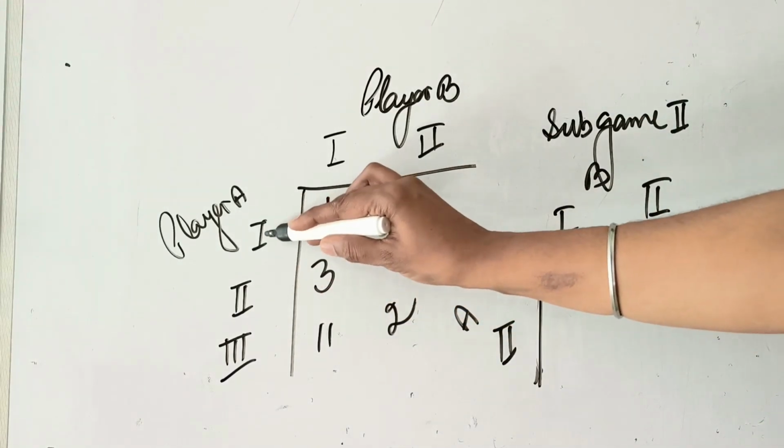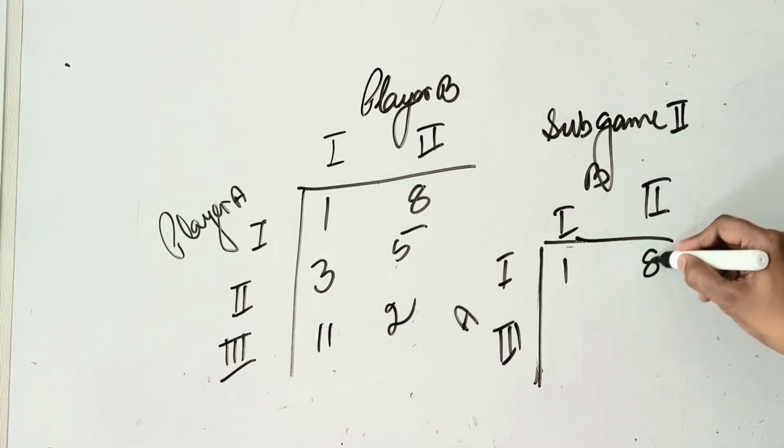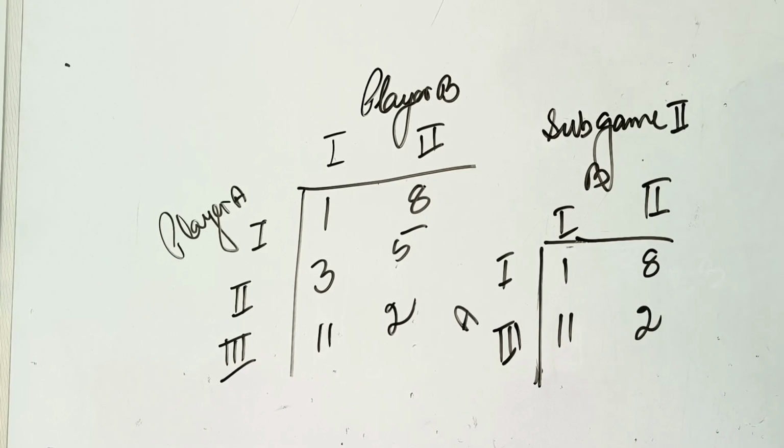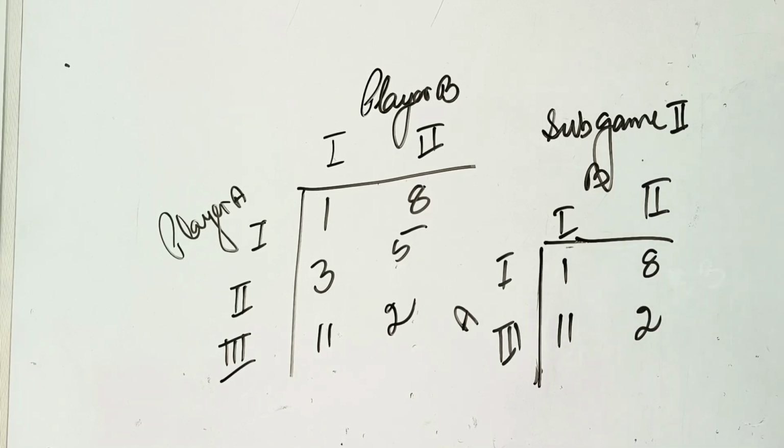We have taken first and second. Now we will take first and third strategy. So first is 1, 8 and third is 11 and 2. Now let us see whether this subgame has a saddle point or not. Row minima, no, it will not have a saddle point. So we have to apply odds over here.